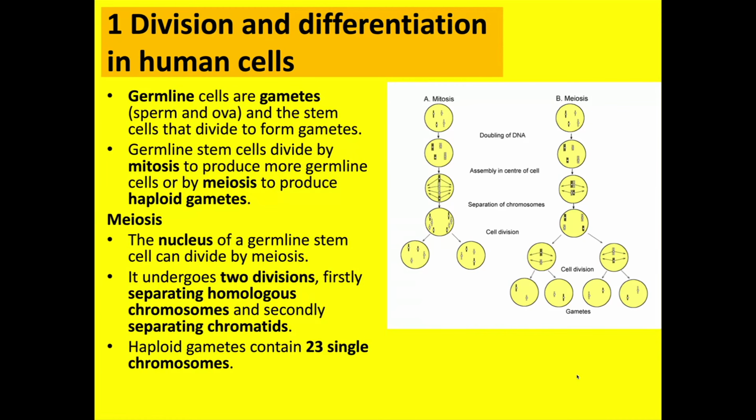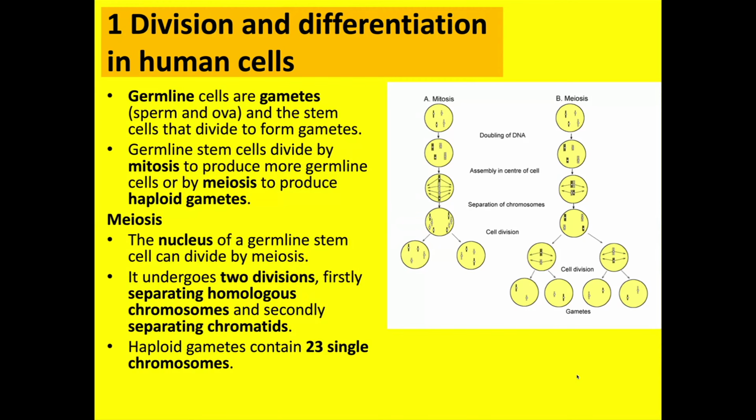Now, germline cells divide by mitosis to produce more germline cells, just in the way that we've learned about previously, or by a new process this year called meiosis, and that's to produce haploid gametes. Now, at Higher, we don't have to go into the process of meiosis in too much detail, but we do need to know about a couple of the steps.